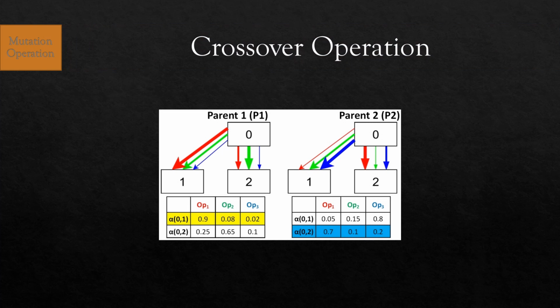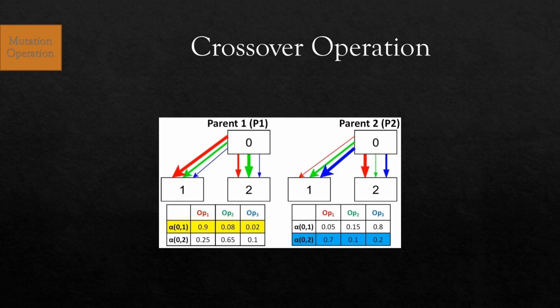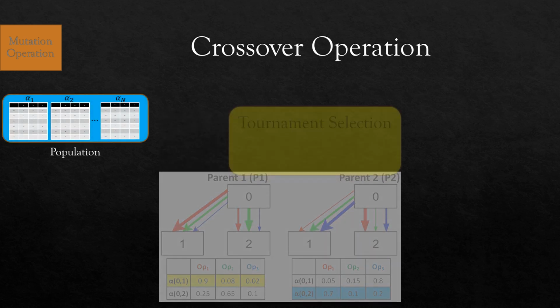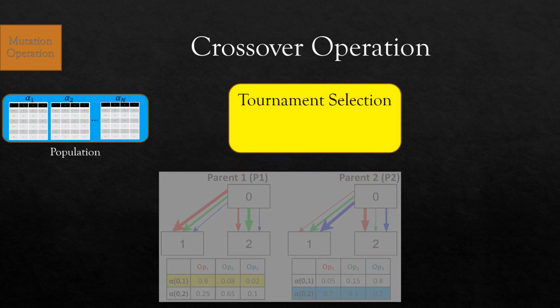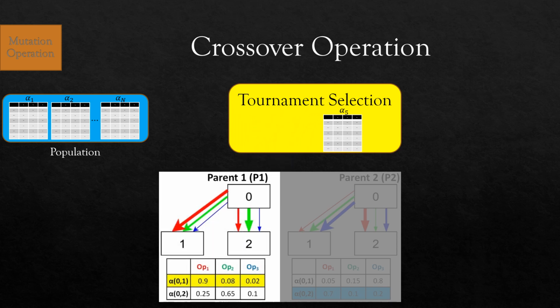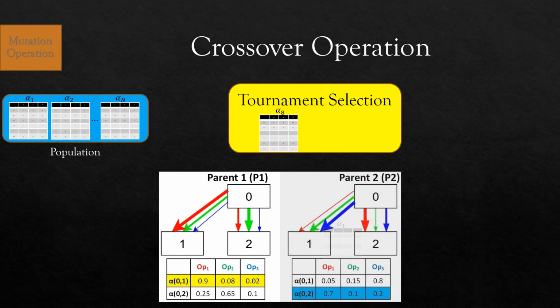For the crossover operation, we use two parents to create a child architecture. We use tournament selection for selecting the parents. The tournament selection involves randomly selecting some individuals from the population. Then, the best individual in terms of fitness is selected as the parent 1. We repeat the whole process again to get the parent 2.